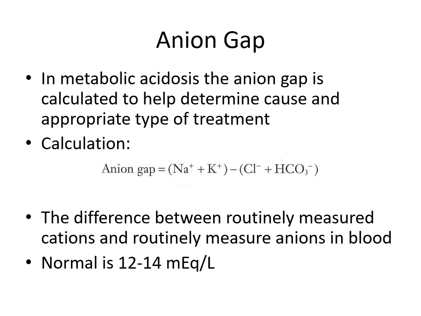And so we do need to measure the anion gap. In metabolic acidosis, the anion gap is calculated to help determine the cause and appropriate type of treatment. This is the difference between routinely measured cations and anions in the blood. So this is sodium and potassium ions minus chloride and bicarbonate ions, and the normal range is 12 to 14 milliequivalents per liter.